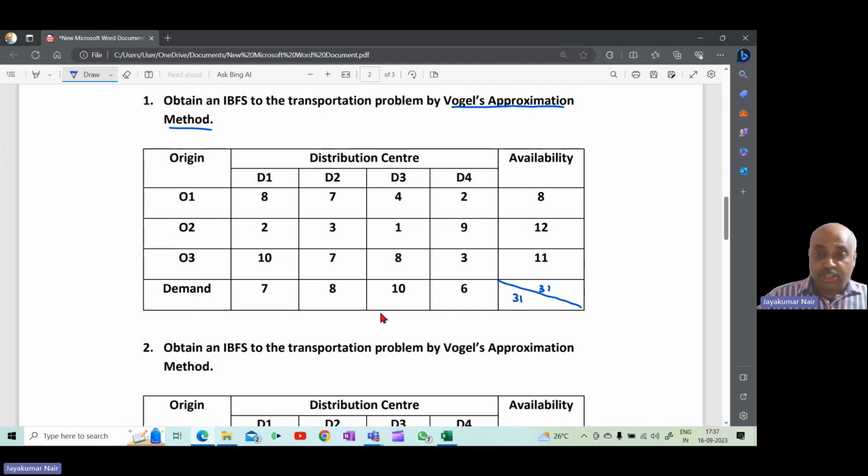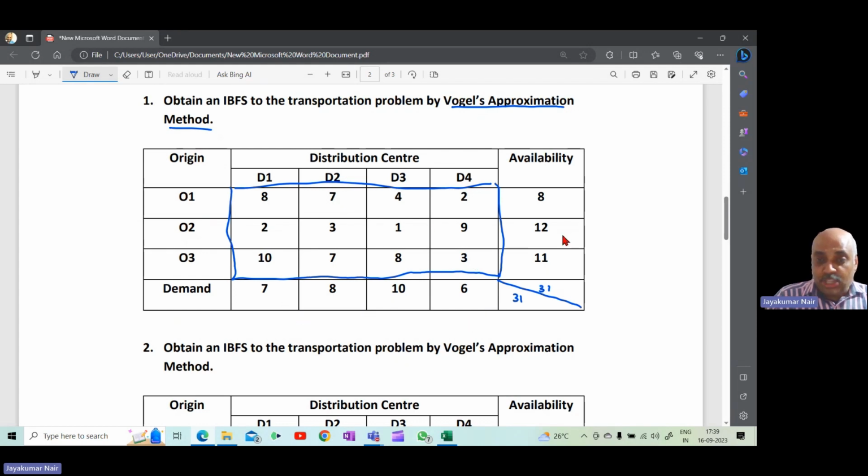So this is the cost data. They have given you the origin, O1, O2, O3, and the destination centers 1, 2, 3, and 4, and the availability at the origins and the demand at the destinations are given to you. So what is given here is the cost matrix. What do you mean by cost matrix? If you want to transport 1 unit of goods from origin O1 to destination 1, the cost that the organization will incur will be 8 rupees. Similarly, from origin 1 to destination 2, if they want to transport 1 unit, it'll be 7 and so on.